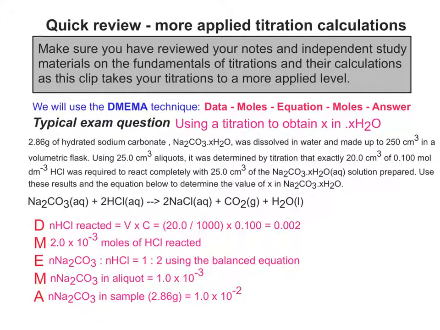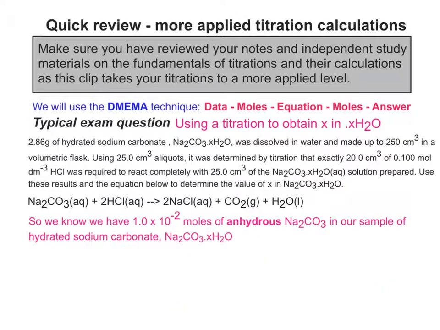And therefore that gives us 1.0 times 10 to the minus 2 in the sample. And the scaling factor is times 10, because 25 centimeters cubed goes exactly 10 times into 250. So therefore we know we have 1.0 times 10 to the minus 2 moles of anhydrous sodium carbonate in our sample of hydrated sodium carbonate.